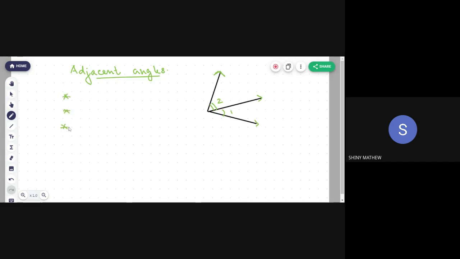Which are the 3 conditions? You listen. The first condition: they have a common vertex.